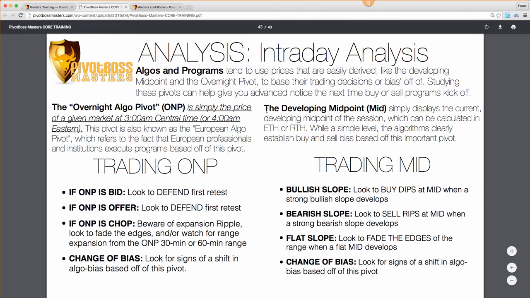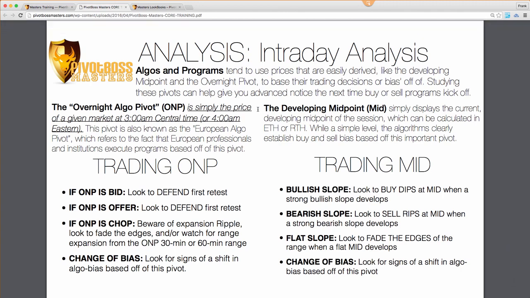And real quickly here, finally, before we jump into some charts, the developing midpoint, the mid, simply displays the current developing midpoint of the session, which can be calculated in ETH or RTH. So just like you can have an ETH VWAP or an RTH VWAP, you can have an ETH mid and an RTH mid. Basically the midpoint is just the highest high plus the lowest low, divided by 2. And that gives you your developing midpoint.